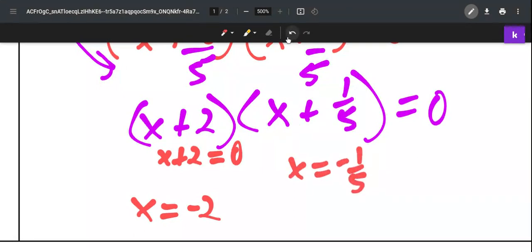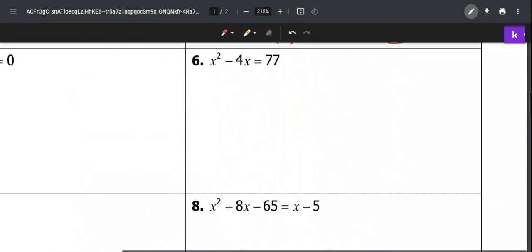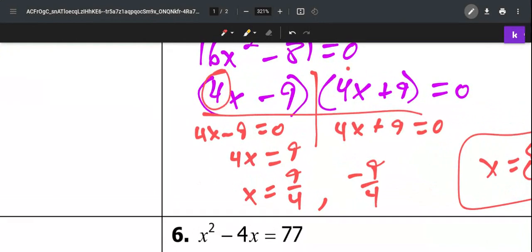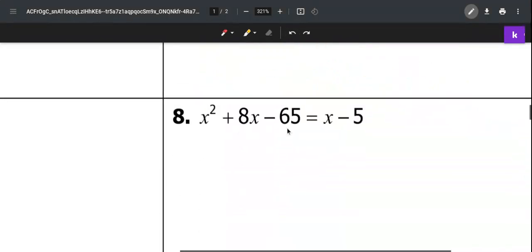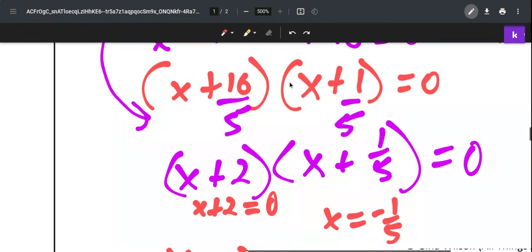The only time you can't do that is like on number 4. If we go back to number 4, there was a number in front of x here and here. So that's when we can't do that. But we can do that if there's no number in front of x. So like here, if we keep the 1 over 5 as 1 over 5, no number is still in front of this x, so we can just flip the sign, and that's the answer.